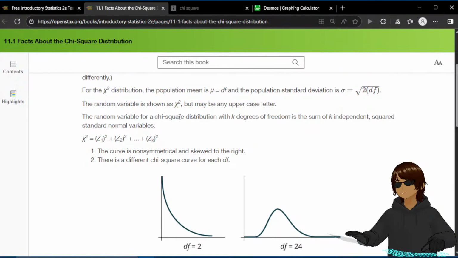The random variable for a chi-square distribution with k degrees of freedom is the sum of k independent squared standard normal variables: χ² = Z1² + Z2² + Z3² + ... + Zk².